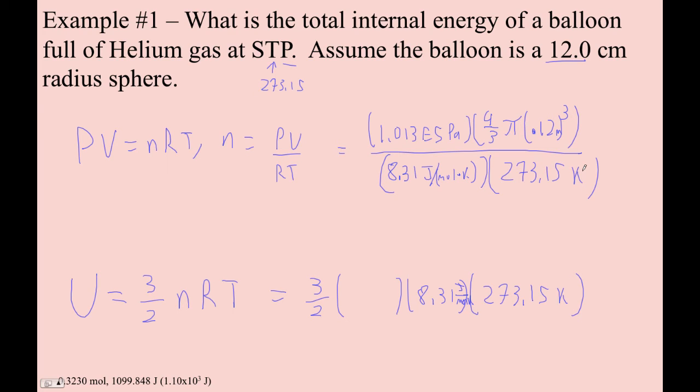I'm looking at the units. The math here is not so hard: 1.013 E5 times 4 divided by 3 times pi times 0.12 cubed, divided by 8.31, divided by 273.15. I'm getting that my number of moles is 0.323027, and so on. So I'll plug that in.